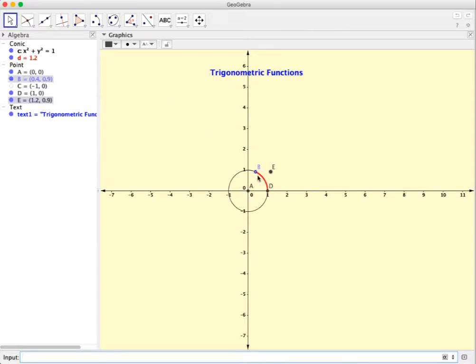So if I move this point B, well, E is going to change its position, it's changing its coordinates, and it's tracing a certain path. Can you guess what kind of a path it is? Yes, it looks like a wave, right? And as soon as I complete this one full revolution and come back to D, it starts all over again. So that's exactly what we were hoping to get.